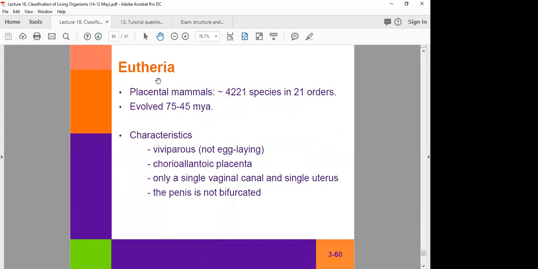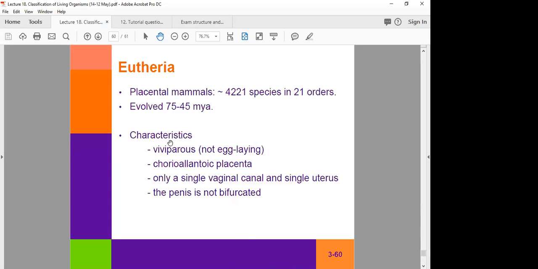Okay, and finally we have the eutherians, the placental mammals. A very successful group with over 4,000 species, and the placental mammals are the dominant mammals found in all countries apart from Australia. Thought to be the most recently evolved, about 75 to 45 million years ago.